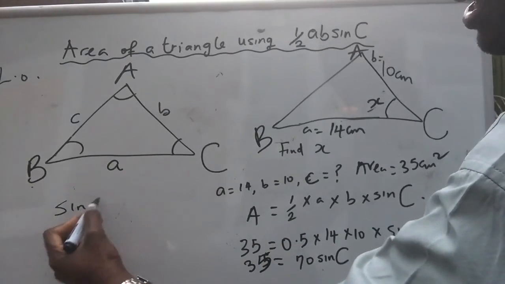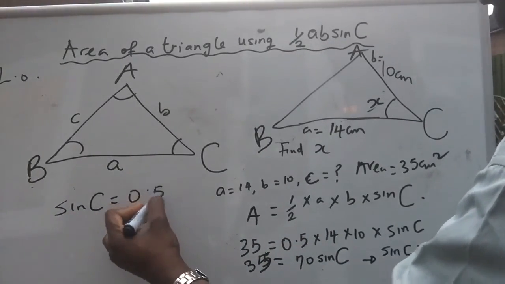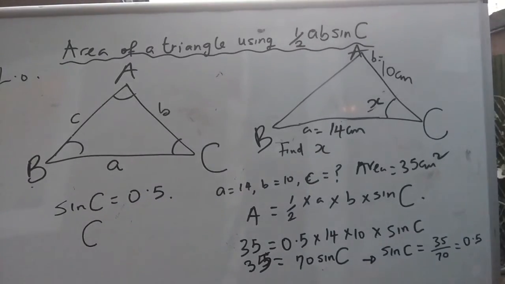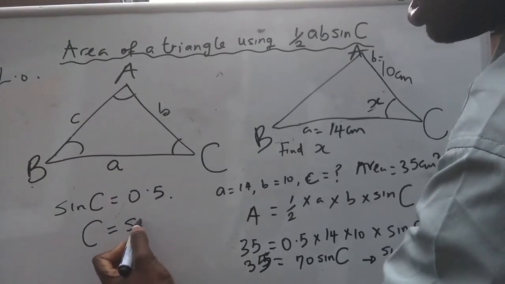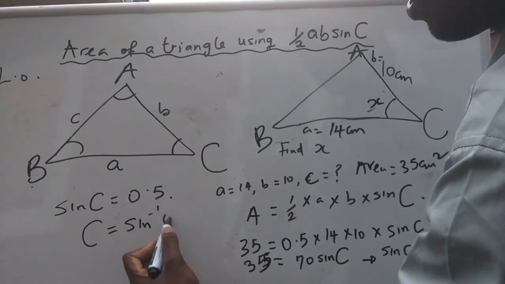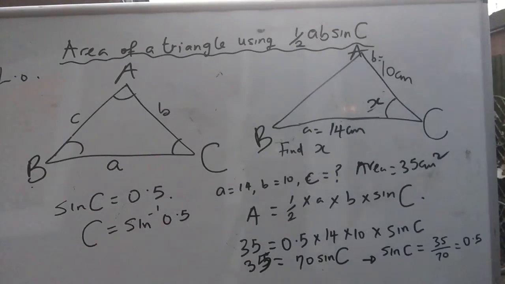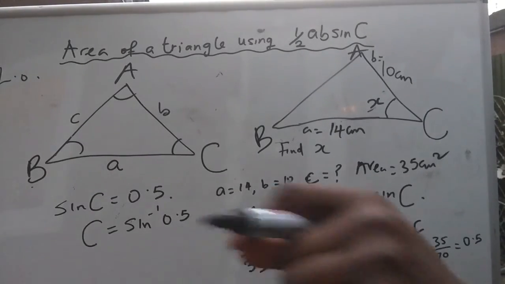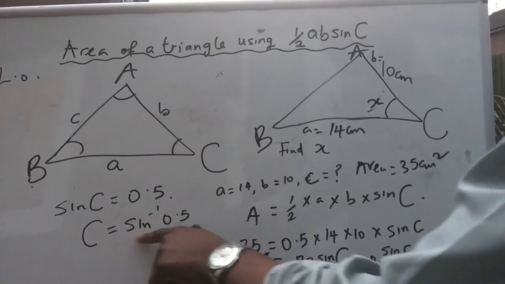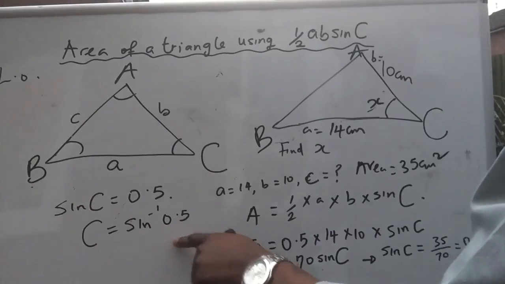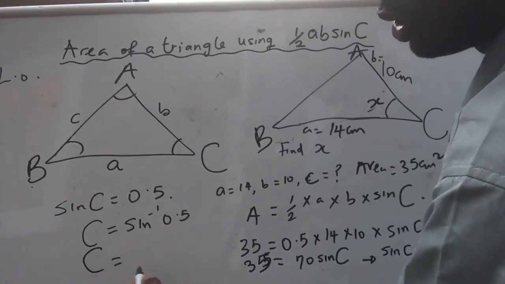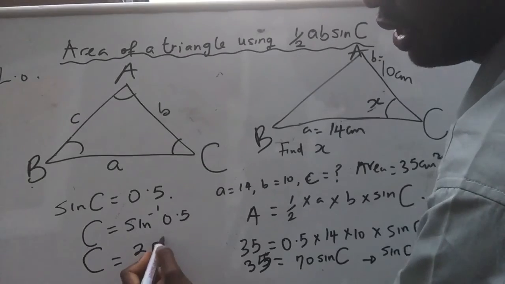So I know that sine C equals 0.5. To find C, which is the angle, remember I am not interested in the sine of the angle, I'm interested in the angle itself. So C equals the sine inverse of 0.5, which you can do with your calculator. Second function, or shift sine, that sine inverse comes up. So C equals shift sine 0.5. If you use that on the calculator, you're going to get 30 degrees.